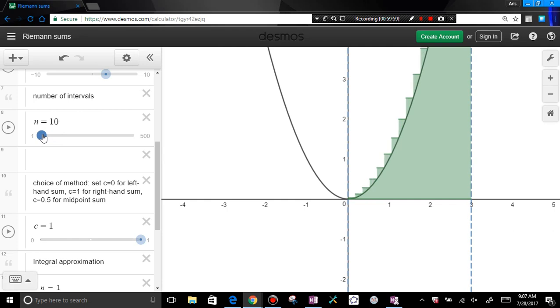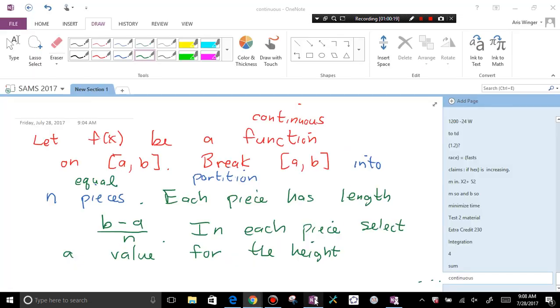So I broke up 0 to 3 in the 10 pieces, in each piece I picked the place where I want the height to be. So this would be the first interval, the second interval, the third interval. So I pick an x1, an x2, an x3, an x4, and so forth. So in each piece, you pick a value. We can call it xi for the height. So in the first piece it was x1, in the second piece it was x2, and the third piece it was x3. And the ith piece is x sub i.